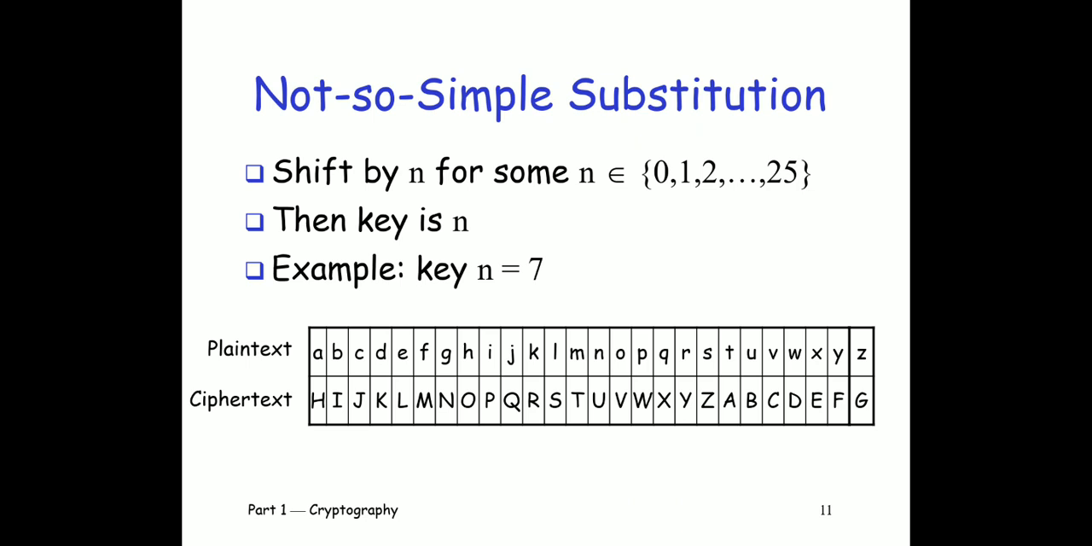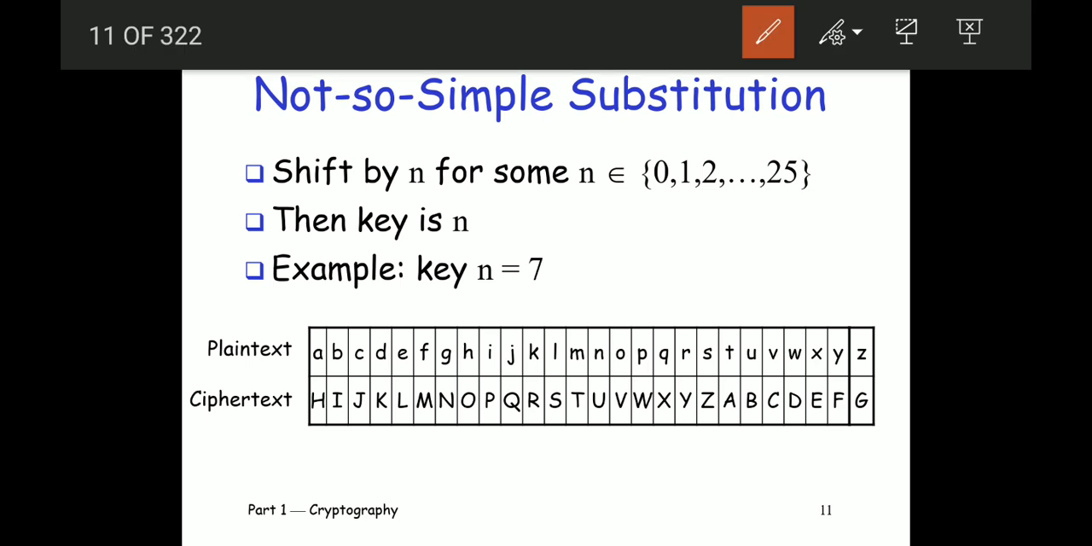Okay, so here we are shifting by n for some n whose value is between 0 to 25. As I had already told you, there are 26 alphabets in the English language, so n can have a value between 0 to 25. Then this n is considered to be the key, right? And let us consider 7 to be the value of the key n. Okay, so then this table gives us a mapping of plain text to its corresponding ciphertext.